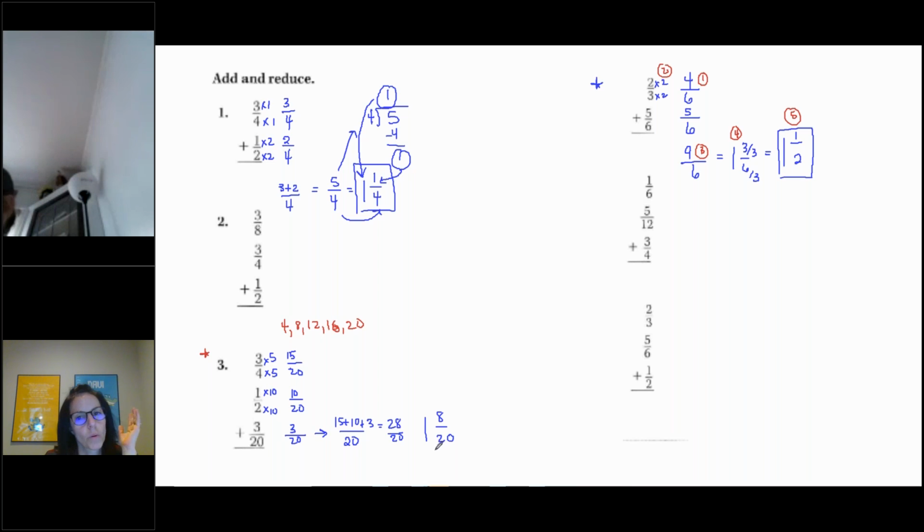Okay. And again, we haven't done anything wrong, but if this was a multiple choice question and we chose this, we wouldn't get credit because 8 over 20 reduces. What's the largest number that divides evenly into 8 over 20? 4. Yep.